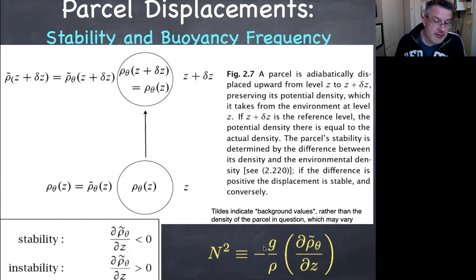Then with a couple of factors of gravity and density out front, this gives us convenient units. This thing is called the buoyancy frequency, or sometimes the Brunt-Väisälä frequency. This N squared, sorry, not N squared. And so this is the frequency that you would get if you displace this parcel into stable stratification and it oscillated up and down, going back and forth around its initial position. This N is that frequency.